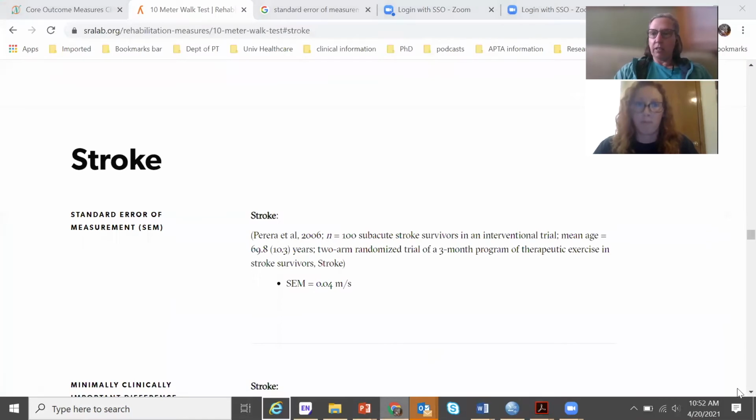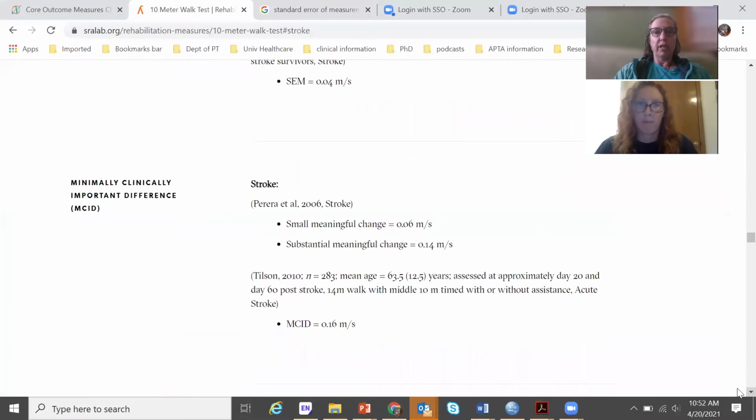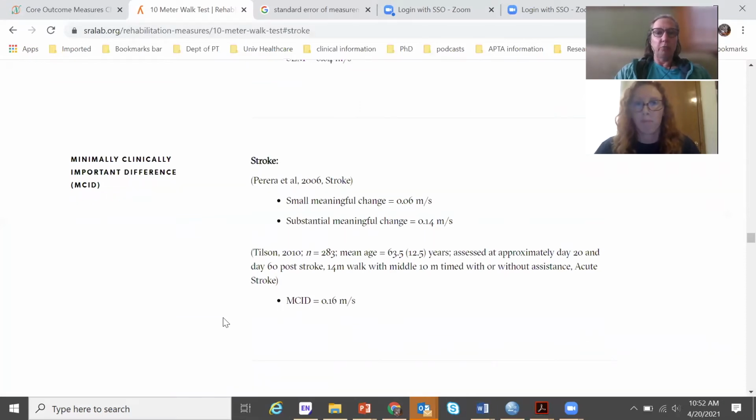Okay. So now let's go to what we do care about the most, the minimal clinically important difference. Beyond the standard error of measurement, we assume that actual change has occurred. But the minimal clinically important difference is the amount of change that research has concluded is significant enough to mean that improvement or decline is occurring. Great. Okay, so let's keep these three numbers in mind: 0.06, 0.14, and 0.16.